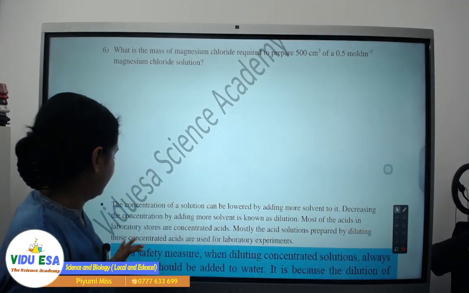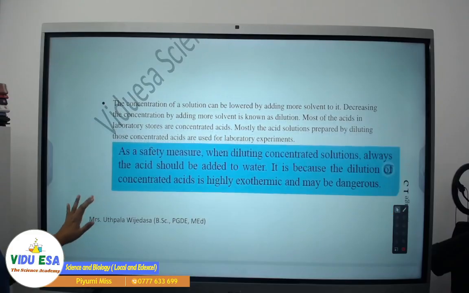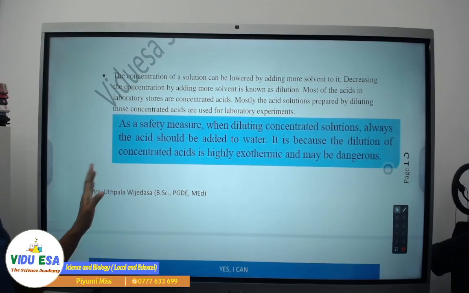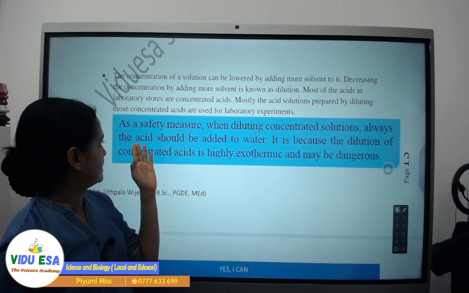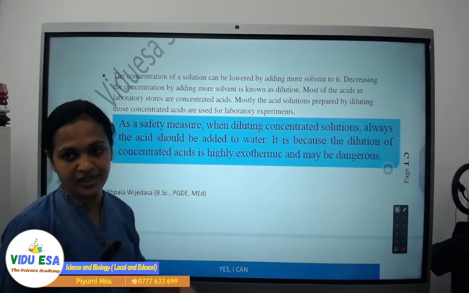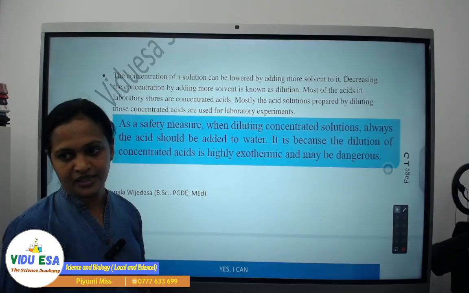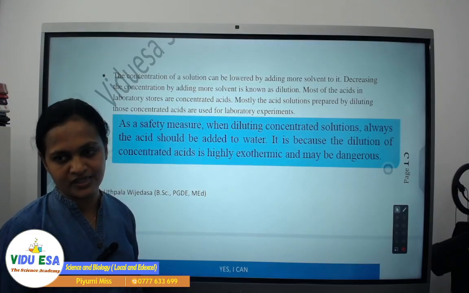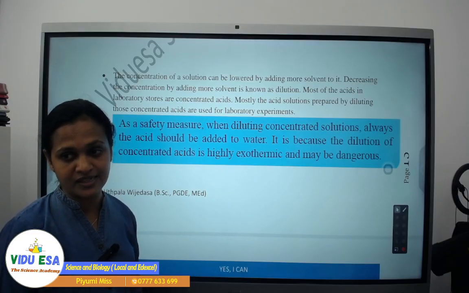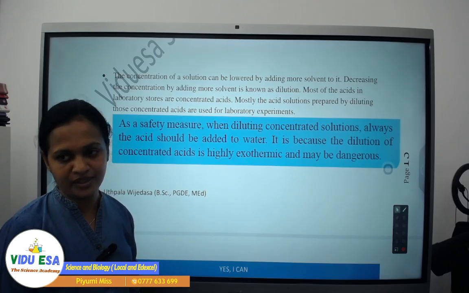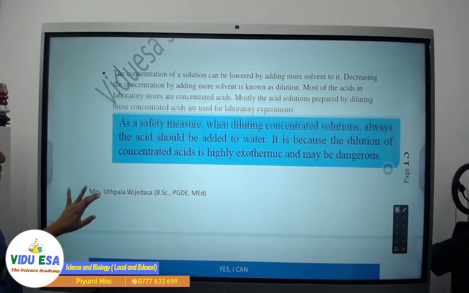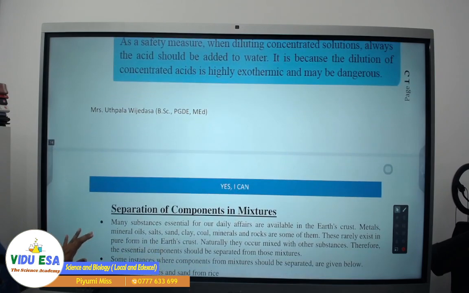As a safety measure, when diluting concentrated solutions, always the acid should be added to water. Add acid into water, because the dilution of concentrated acids is highly exothermic. If we put water into the acid, it will explode. Therefore, it is dangerous. Therefore, you have to add acid into water.